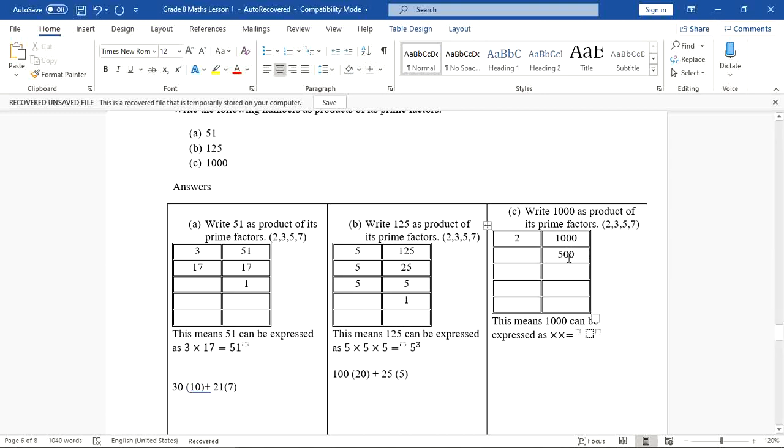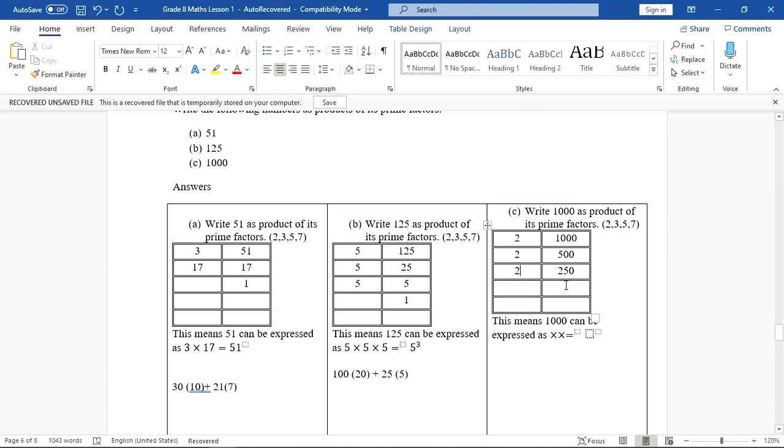2. Can 2 go in 500? Yes, it can go in. How many times? What is a half of 500? The half will be 250. All right. Okay, we go back again to the list. Can 2 go into 250? Yes, because it ends with a 0. It can go in.